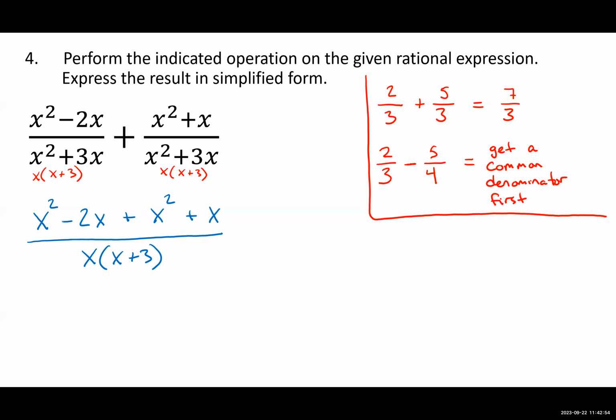So now we could collect like terms. On top, we've got an x squared and an x squared. We have a total of 2x squared. Then we've got a minus 2x and a plus x. That is a total of negative 1 x's, so minus x. On the bottom, we've got x times x plus 3.